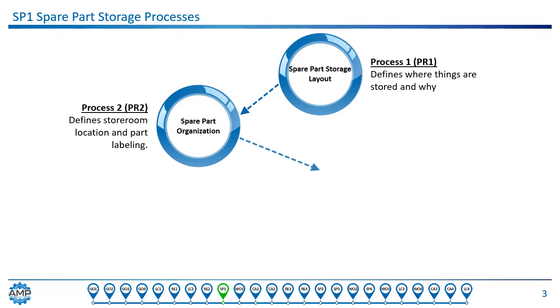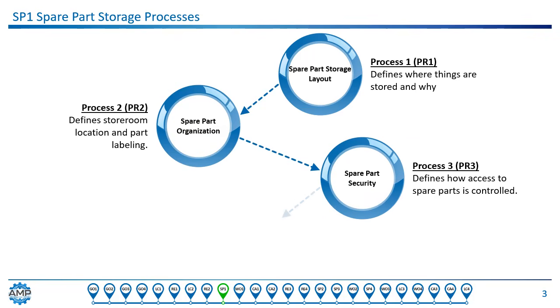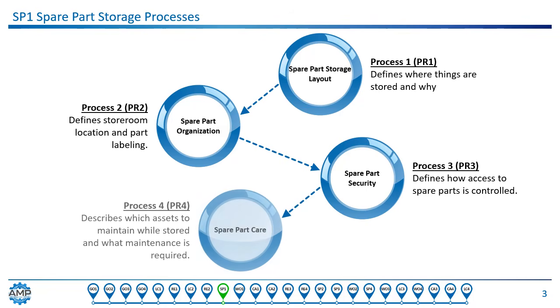PR1, the first process, is spare part storage layout, which defines where things are stored and why. Process PR2, spare part organization, defines storeroom location and part labeling. The third process, spare part security, PR3, defines how access to spare parts is controlled. And finally, PR4, spare part care, describes which assets to maintain while stored and what maintenance is required.